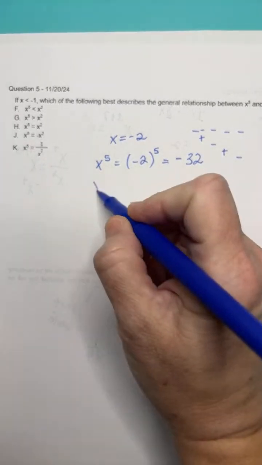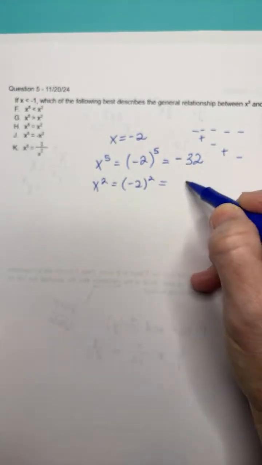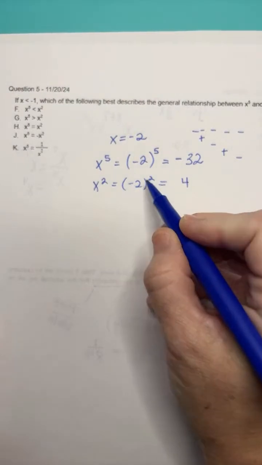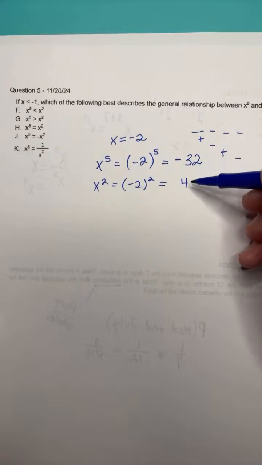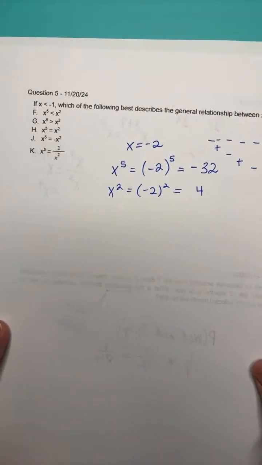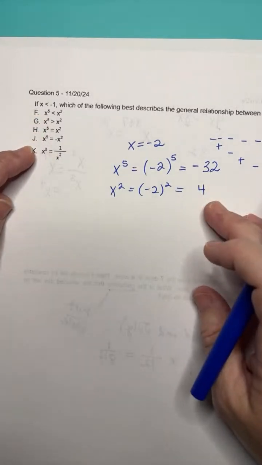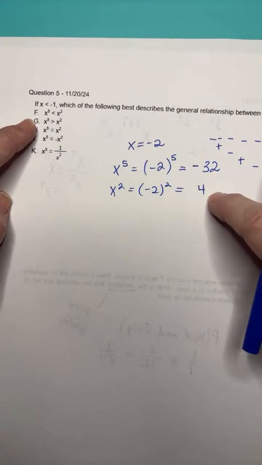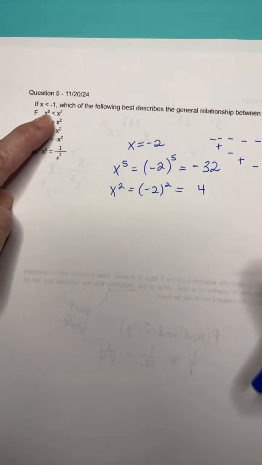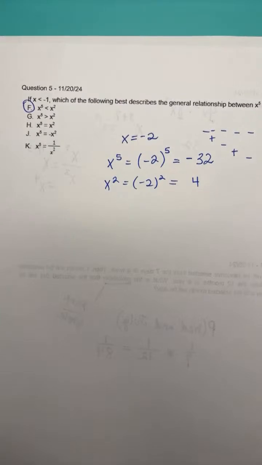And then the other thing is x squared. So -2 squared, the 2 squared is 4, and the negative squared is a positive. So we've got a -32 and a 4. So if we look at our answer choices, how does this fit with our data? X to the fifth, so -32, how does it relate to 4? -32, x to the fifth, is less than x squared. So that's going to be answer choice F.